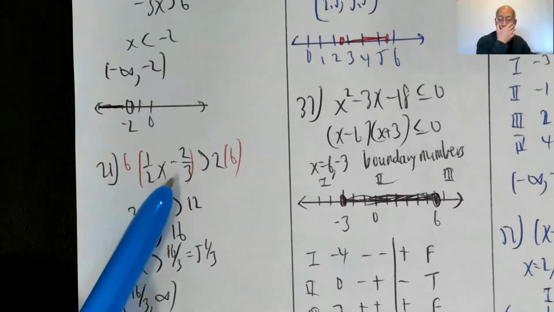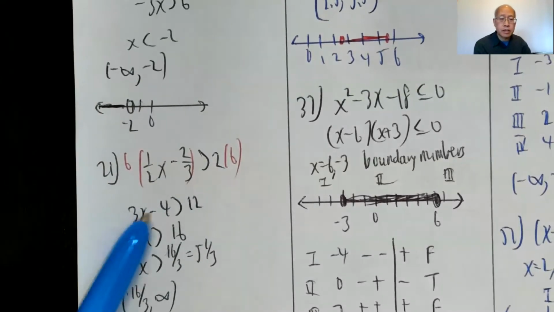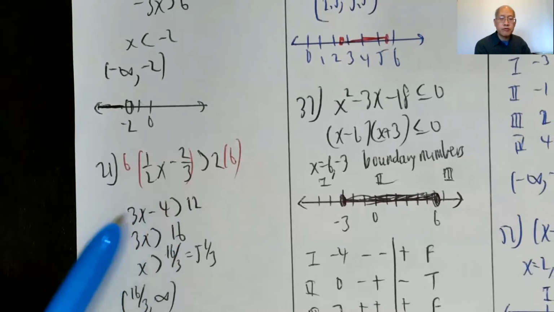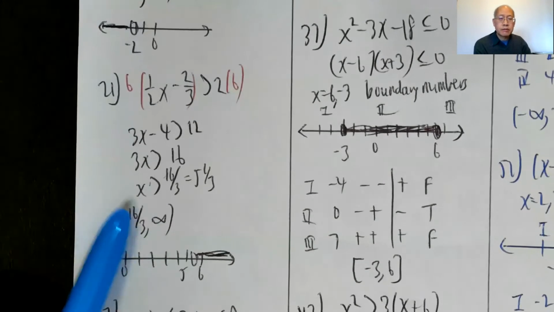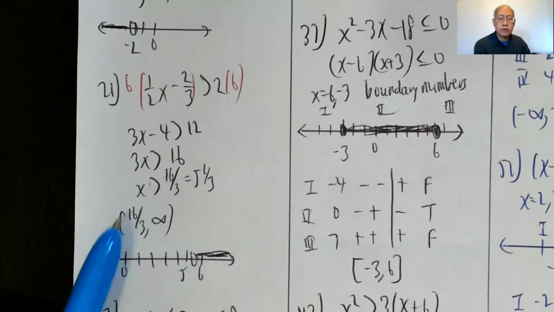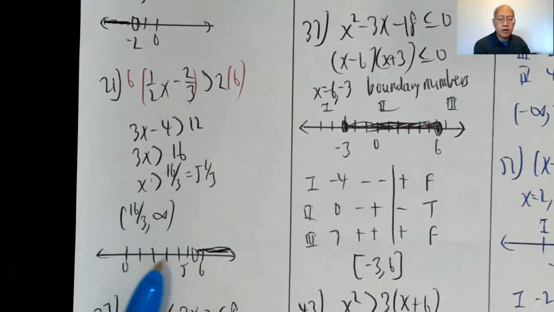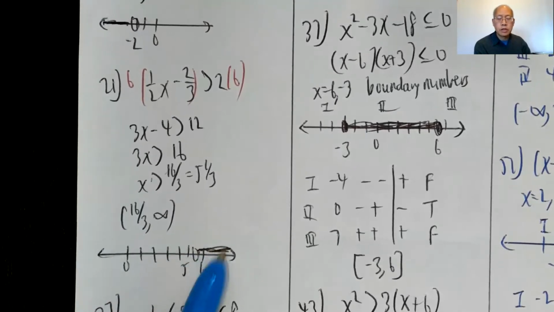21, let's multiply both sides by 6 before we start to clear the fractions. 3x minus 4 greater than 12. Add 4, 3x is greater than 16. Divide by 3, x is greater than 16 thirds, which is 5 1/3. So 16 thirds, comma infinity, 5 1/3, open circle, shade to the right.